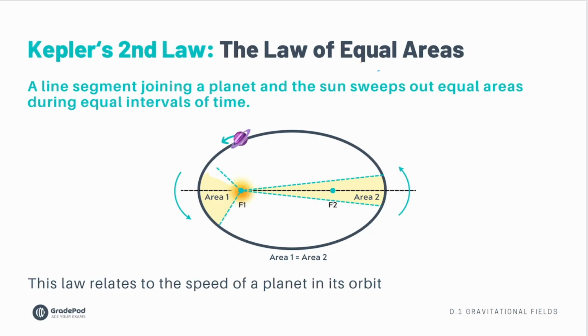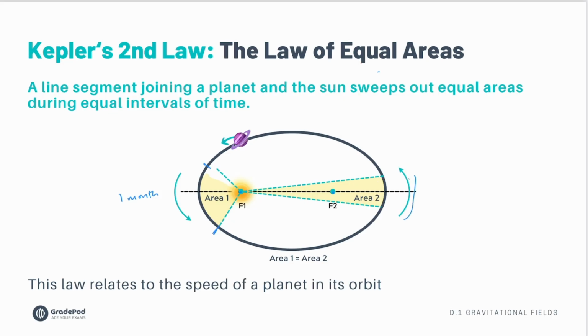I want you to look at this diagram, and this diagram has our 2 foci here, and we have a planet going round in an ellipse. This section here is how far it travels in 1 month around the ellipse. This section here, relating to area 2, is how far the same planet travels in another month throughout its orbit. And you can see it travels a smaller distance around the ellipse in the second month than it does in the first month. So what's Kepler got to do with this?